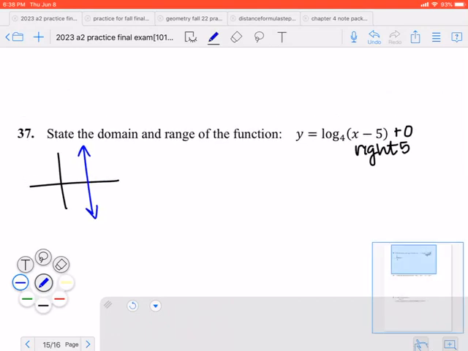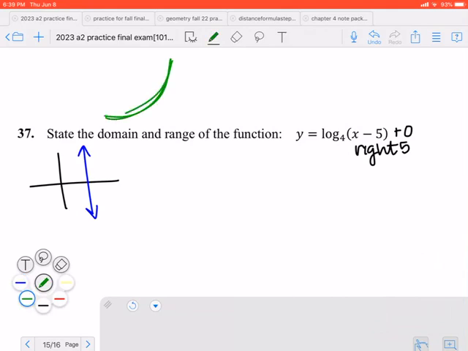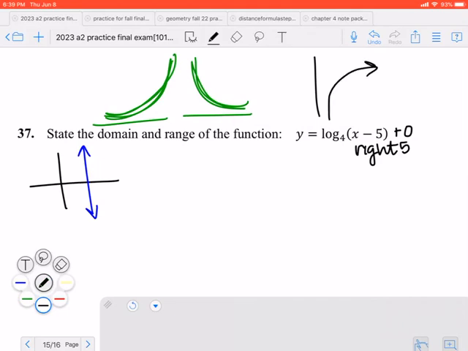Remember, exponential growth and exponential decay have horizontal asymptotes, whereas a logarithmic growth has a vertical asymptote, and it will look like this. So this guy is doing this.